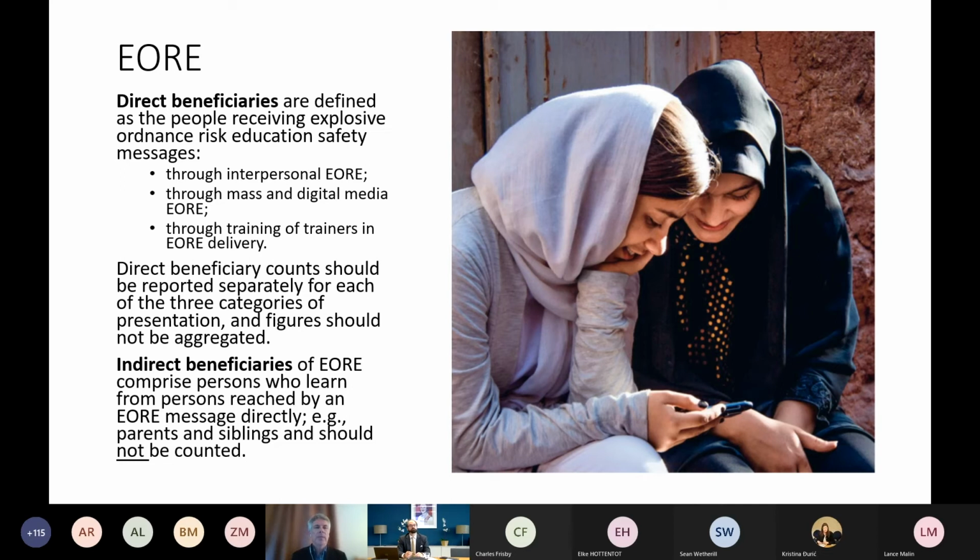Indirect beneficiaries, we are saying, of course, yes, they exist. For example, if someone went to a session and goes home and tells the parents or siblings what he or she learned. So yes, these are indirect beneficiaries, but we say they should not be counted because it's just impossible really to count them and to catch it. And so it doesn't tell so much. Next slide, please.